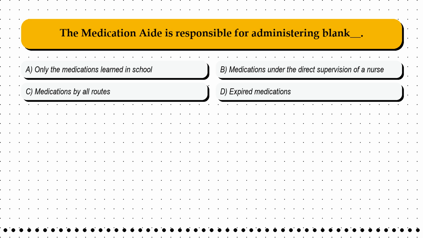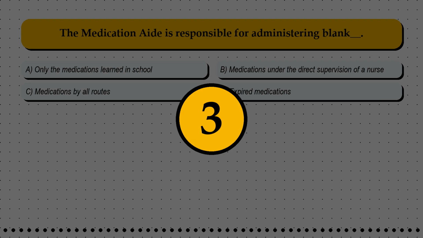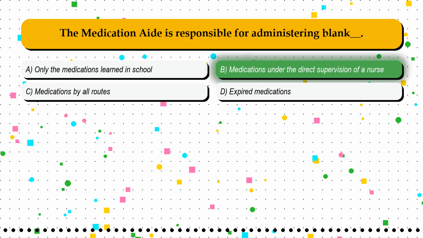Question 8. The medication aide is responsible for administering blank. Option A. Only the medications learned in school. Option B. Medications under the direct supervision of a nurse. Option C. Medications by all routes. Option D. Expired medications. The correct answer is option B. Medications under the direct supervision of a nurse.